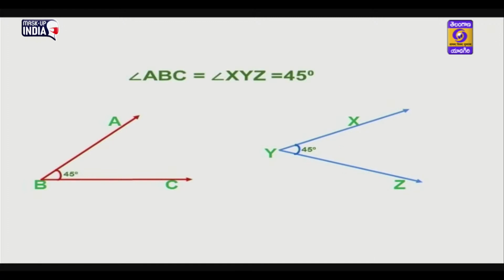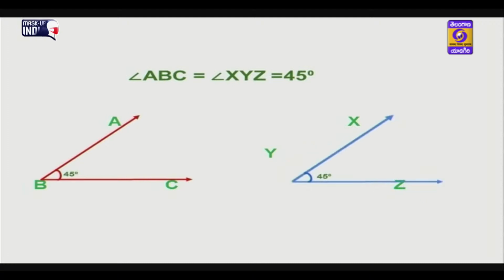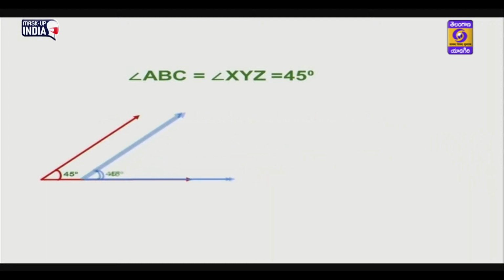Let us try to place these two angles one over the other. Let us see what happens, whether they coincide. Yes, exactly, the two angles coincide. They are equal in measure and hence they are coinciding and they are congruent.